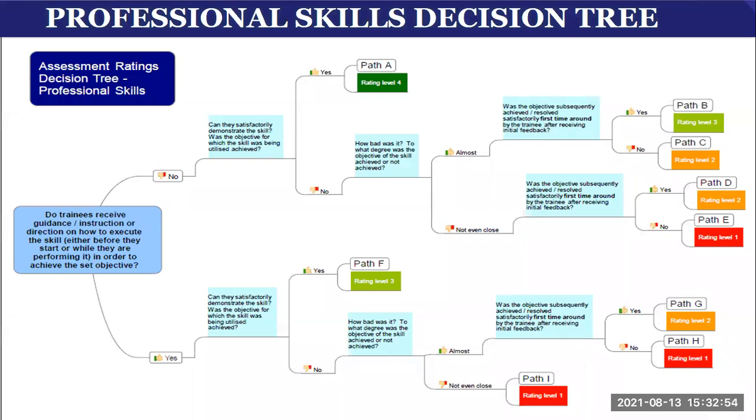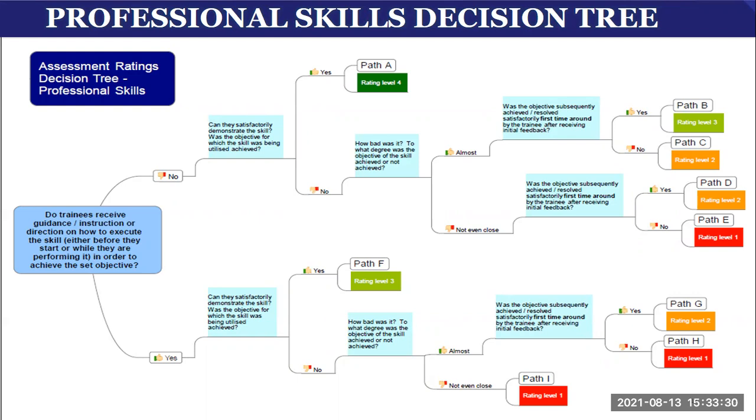I think the answer here will require some level of judgment. So if you answer here that it was really bad, you would then get a rating level of 1, and that would be path I. But if you answer almost, you will then trigger another question, which then asks, was the objective subsequently achieved satisfactorily first time around by the trainee after receiving initial feedback? So in this scenario, you would then answer yes or no.